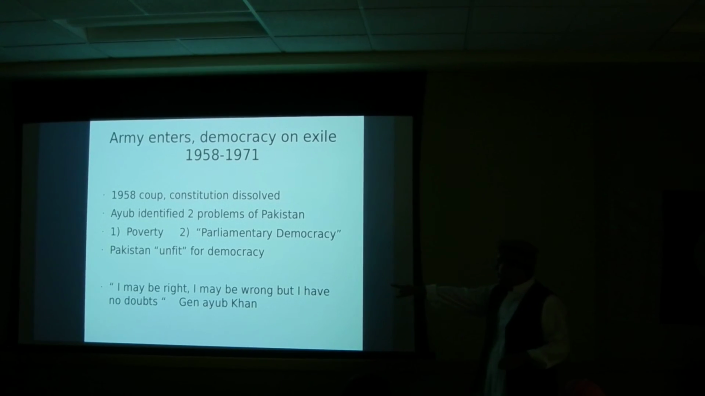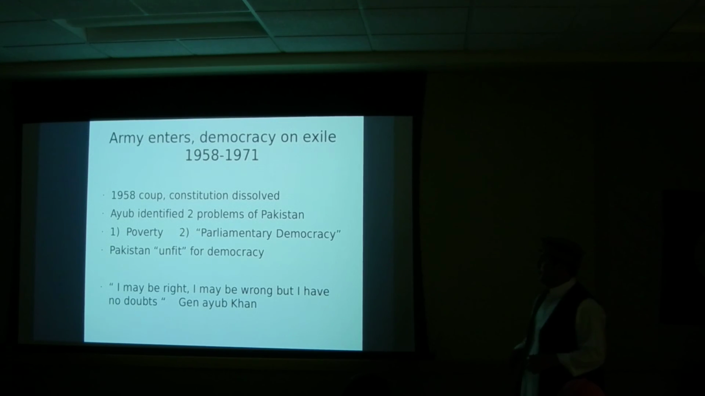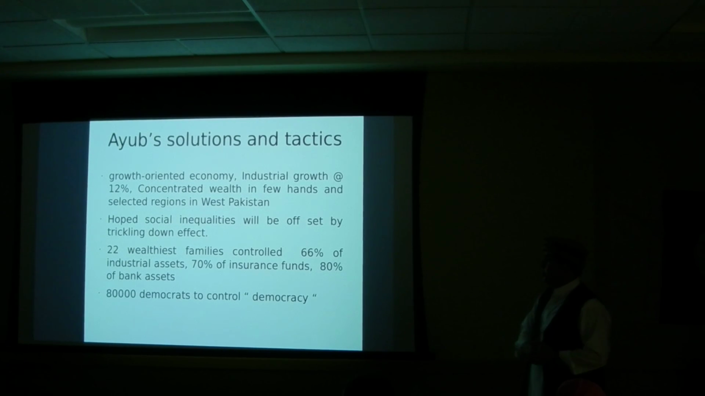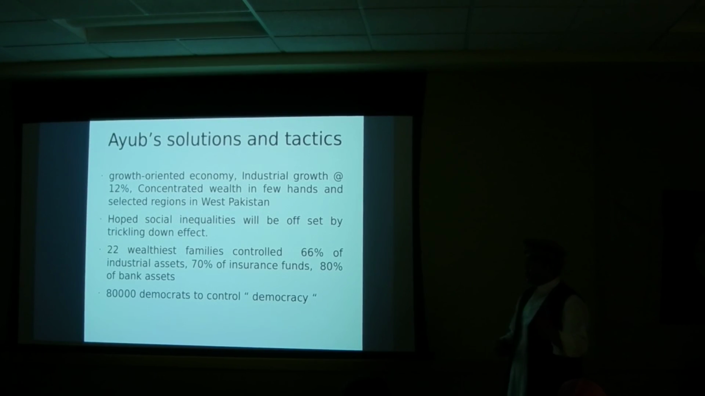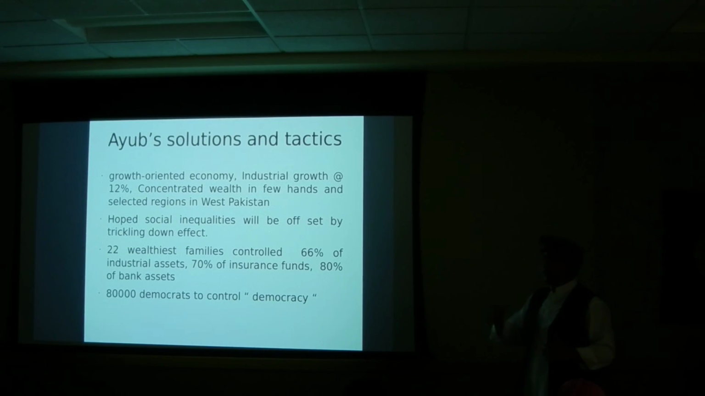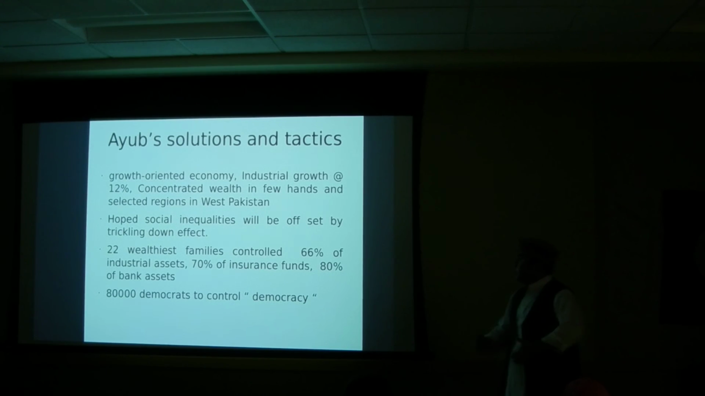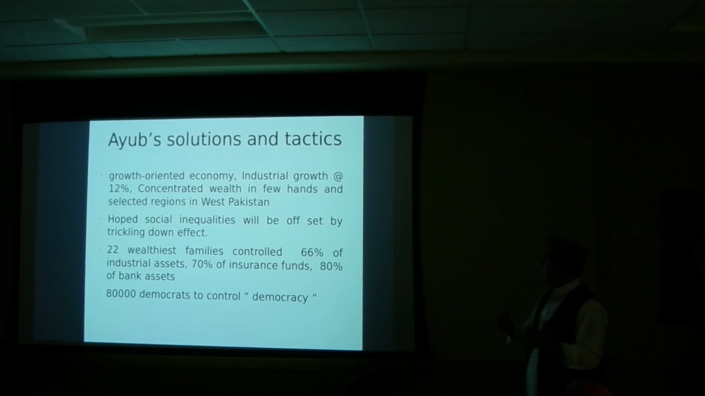And this is his interpretation: I may be right, I may be wrong, but I have no doubts. Now, what did he do to eliminate these 2 things? First of all, he adopted a growth-oriented economy. In this economy, most of the wealth was concentrated in 22 families. As you can see from the figures, 66% of industrial assets, 70% of insurance funds, and 90% of bank assets were in the hands of those 22 families. He thought that the wealth would trickle down, as the rich would spend more and more and so the poor would become richer, but he was wrong.